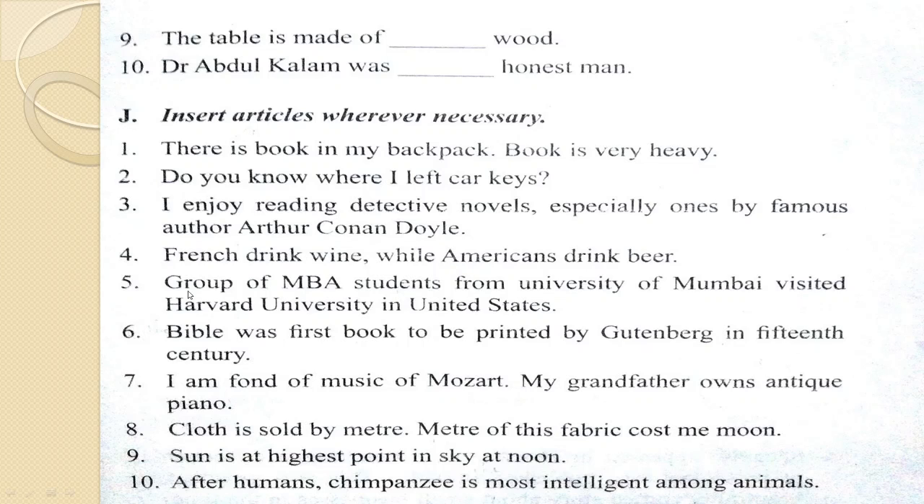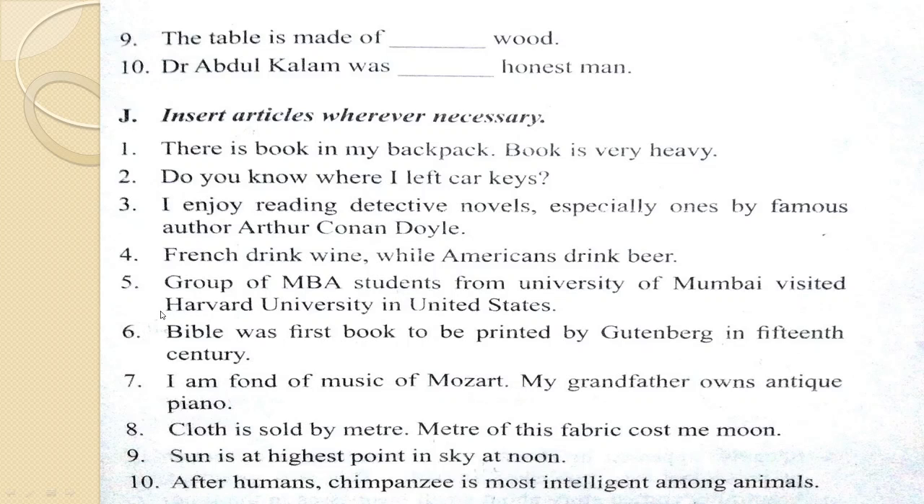Okay, number 5, here it has to be a group. So you're talking about a group of MBA students from University of Mumbai. Mumbai University you don't have to write, but when you are saying the University of Mumbai, so a group of students from the University of Mumbai, you are talking about a particular university, visited Harvard University.